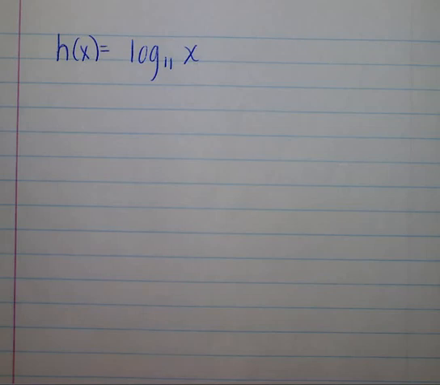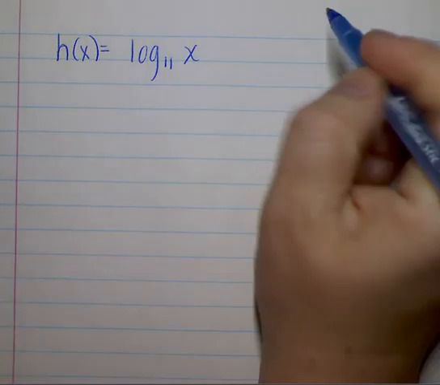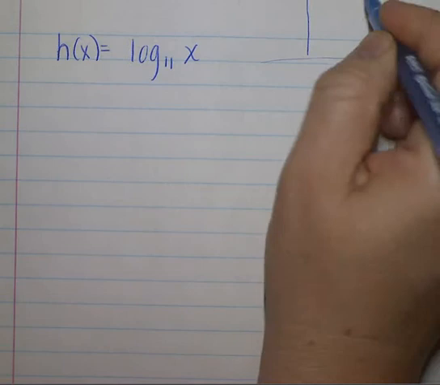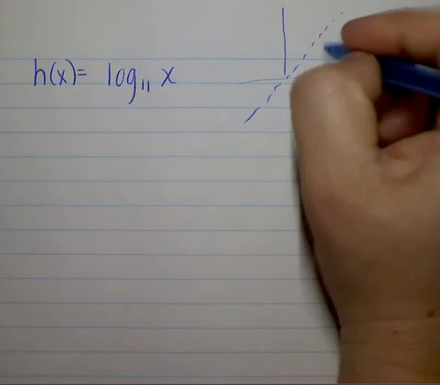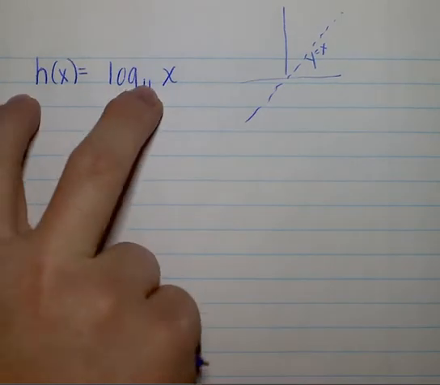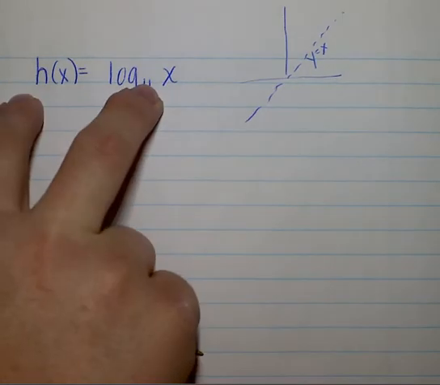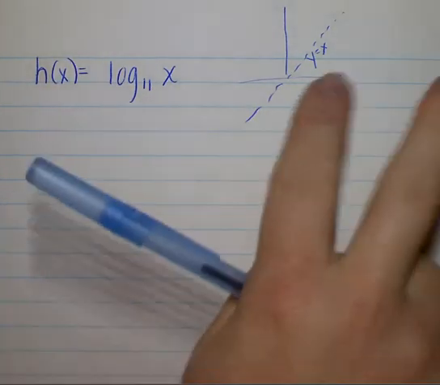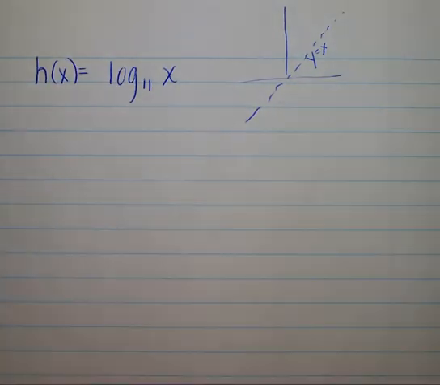How do you find the inverse of this function? Remember, if two things are inverses, we know that they will reflect across the line y equals x. We also know if we take the original function and look at the xy values, and take the inverse and look at the xy values, how are they going to compare?